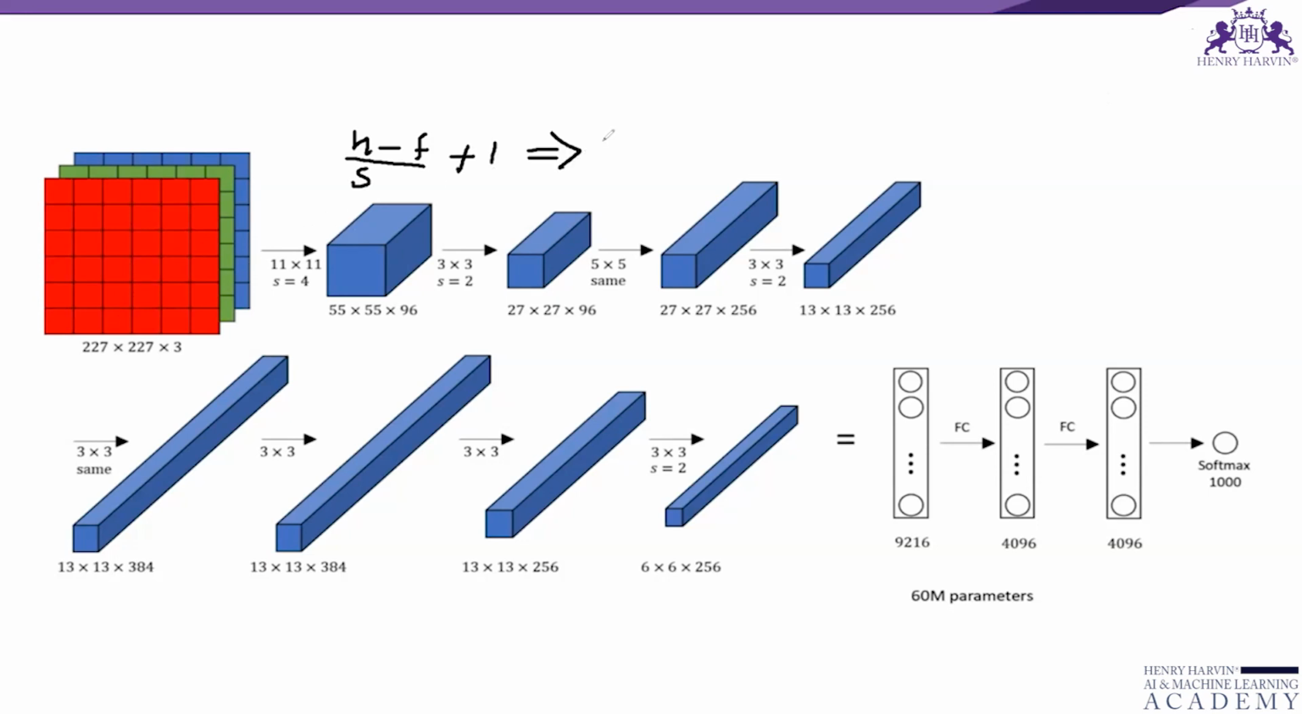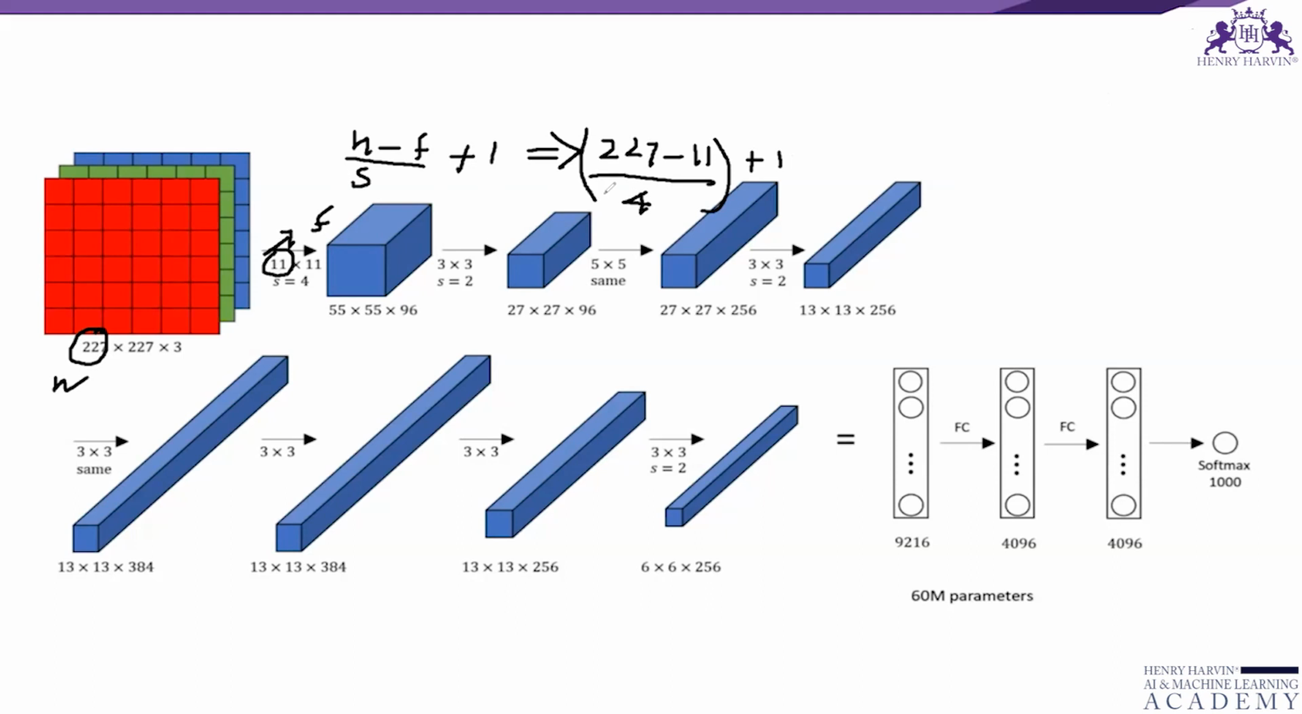227 minus 11, right? Because F is nothing but this one, and this is N. Let me make it very clear so that everything will be easy for you. And you can see that S is equal to 4. So I can substitute 4 over here, plus 1.